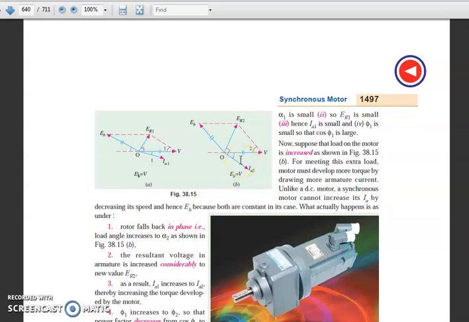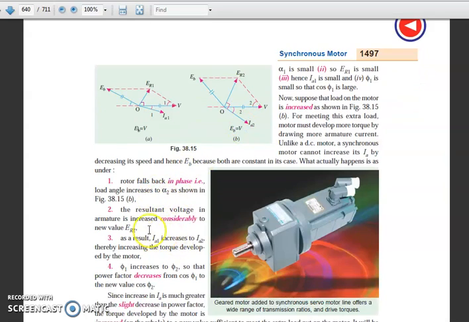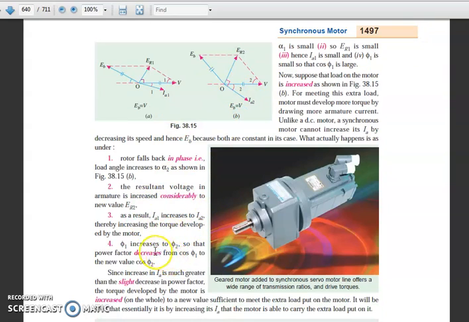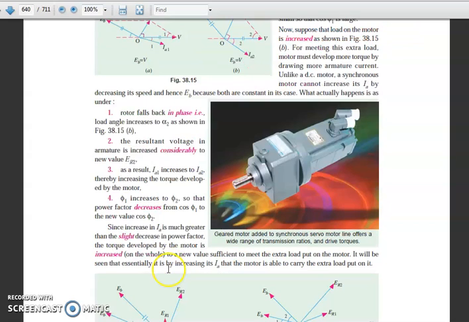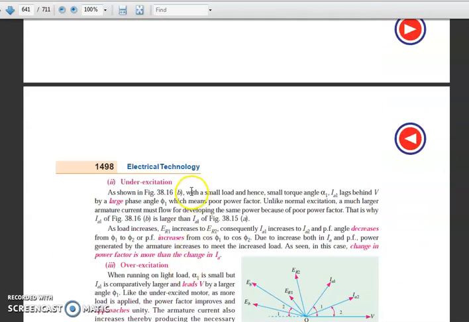If the load is increased, the armature current is increased and the torque is increased, so the load angle alpha 2 is increased. As a second effect, the resultant voltage in the armature increases considerably to a new voltage ER2. Obviously, if the current is increased, the resultant voltage is also increased. As a result, IA1 increases to IA2 to develop the new torque, and phi1 increases to phi2. These are the conditions for normal excitation.